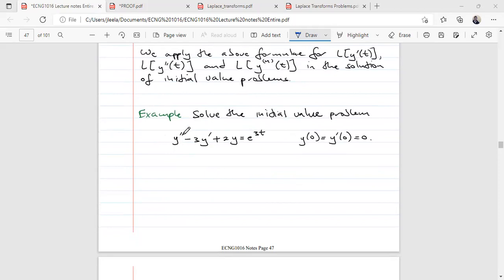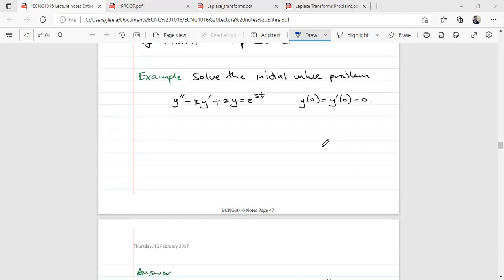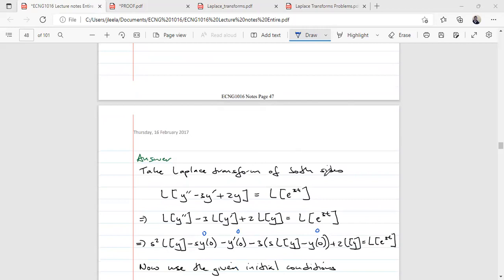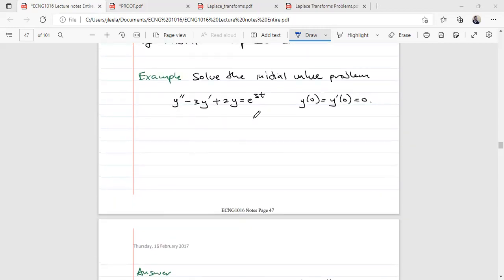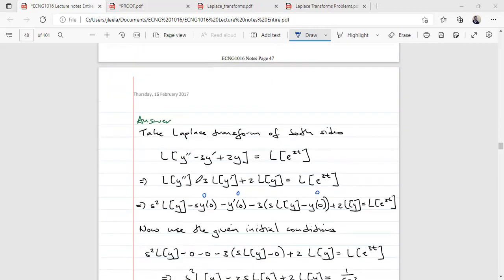So you have the second derivative of y minus 3 times the first derivative of y plus 2y is equal to e to the 3t. And you have your initial conditions here, y naught is 0, y prime naught is 0. So these two are 0. So you take the Laplace transform throughout this entire equation on both sides, right?